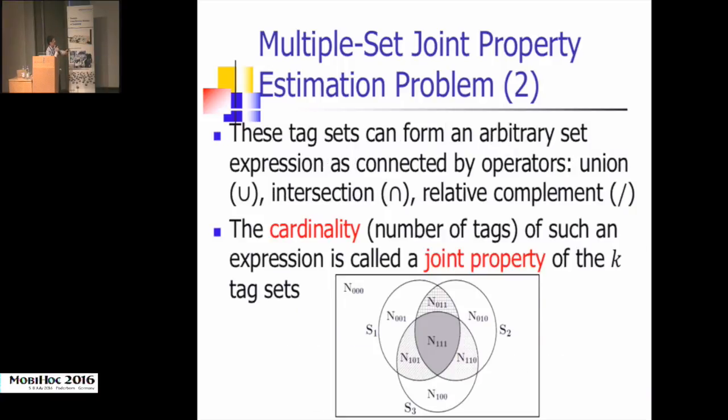For these tag sets, they can form an arbitrary set expression connected by the typical set operators like union, intersection, complement, or relative complement. So now we have an arbitrary set expression and an arbitrary number of tag sets we want to co-analyze. The problem is to estimate the number of tags, or the cardinality, of such a set expression. This is called the joint property of K tag sets.